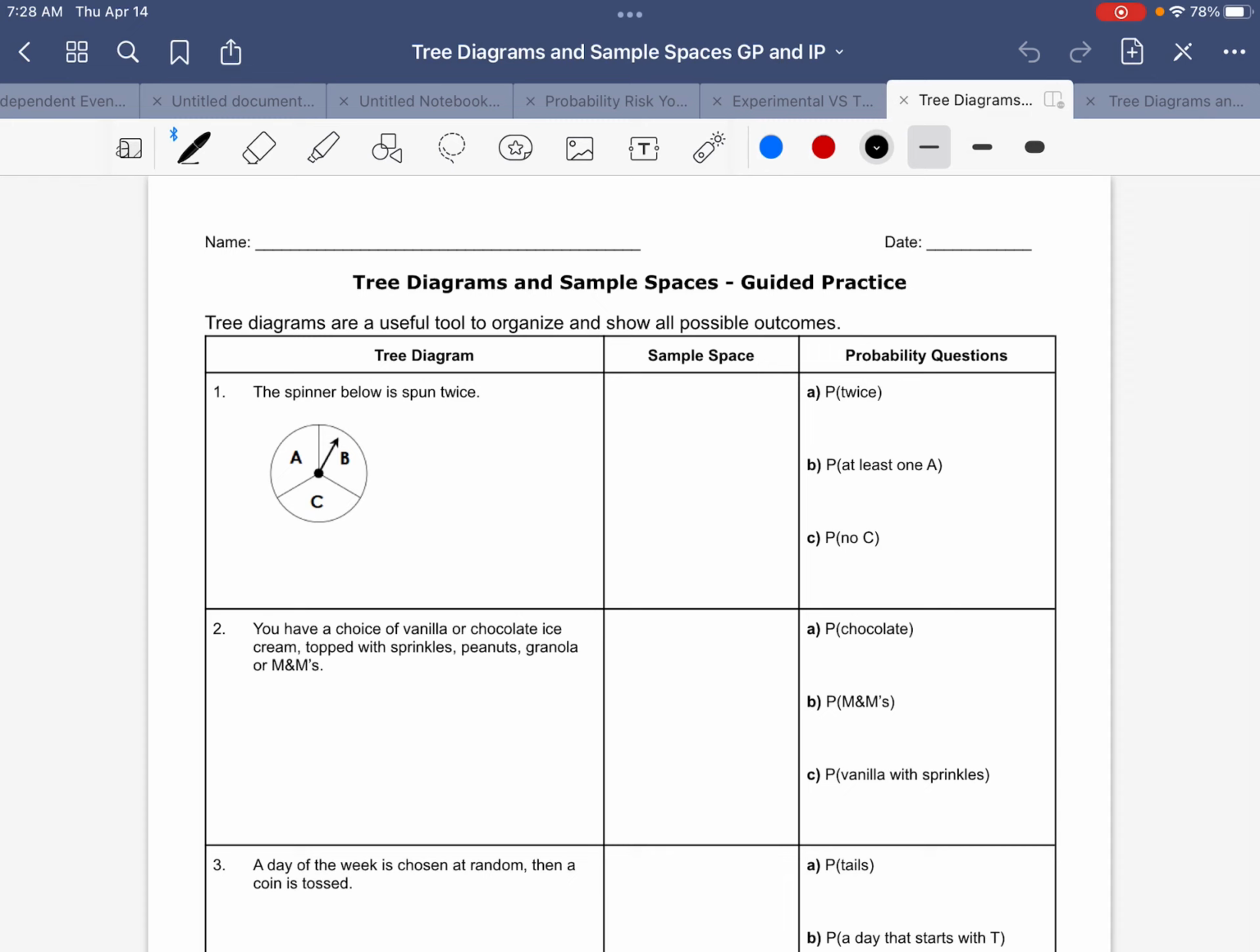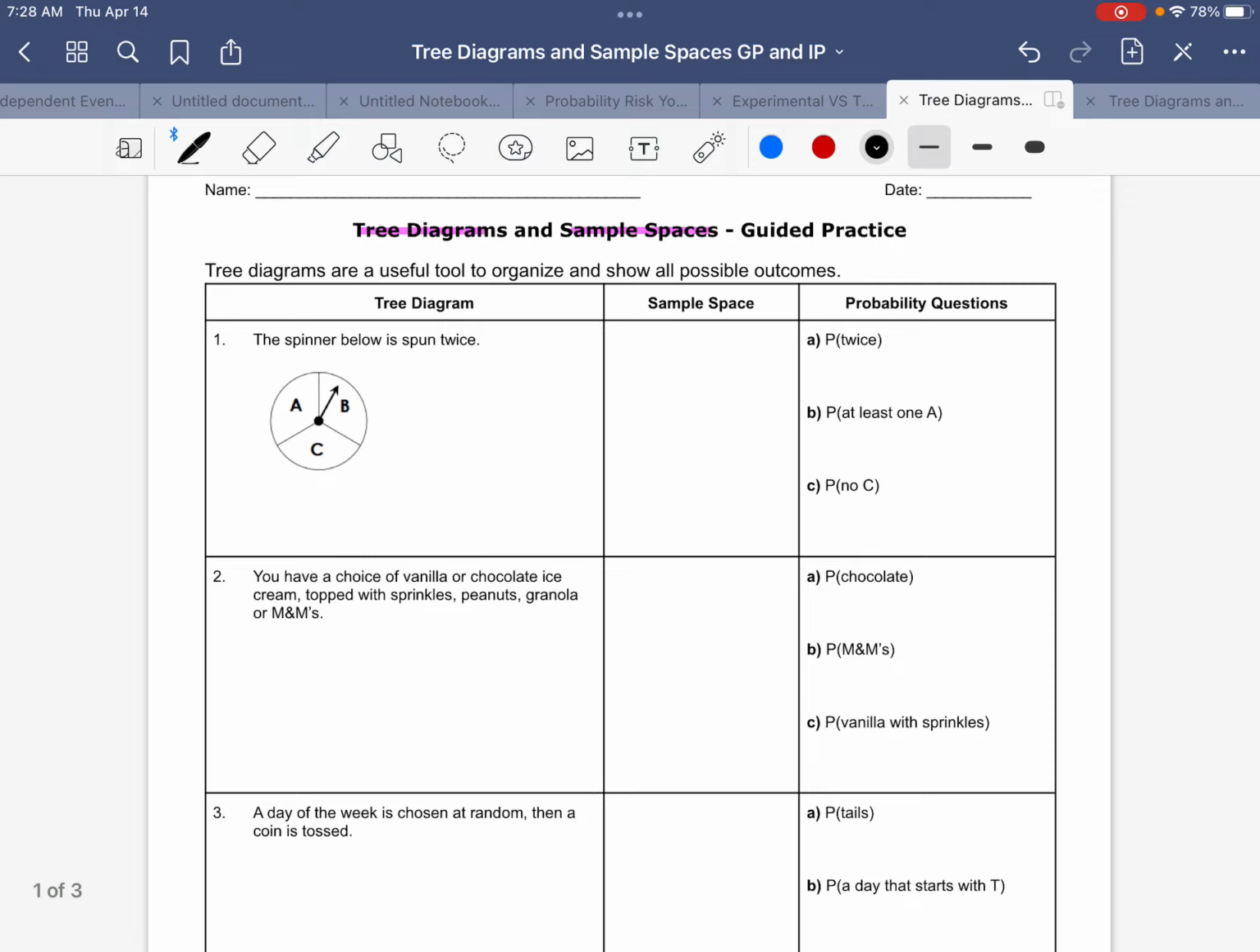Today we're going to be looking at tree diagrams and sample spaces. We've talked about sample spaces before, but not necessarily tree diagrams. So tree diagrams are a visual representation of all of your possible outcomes in a probability experiment.